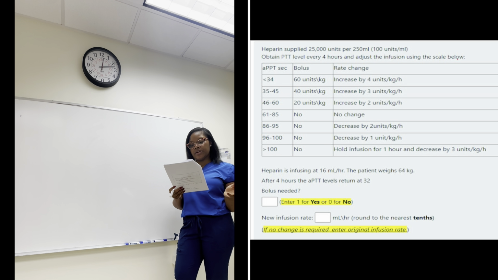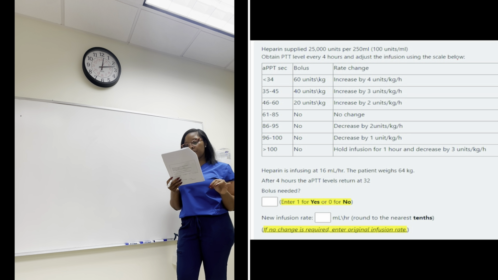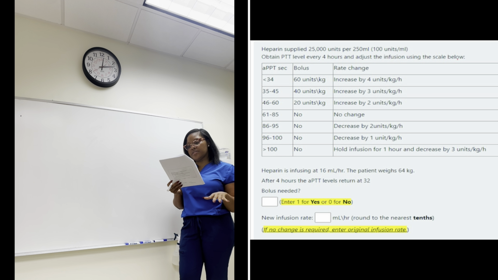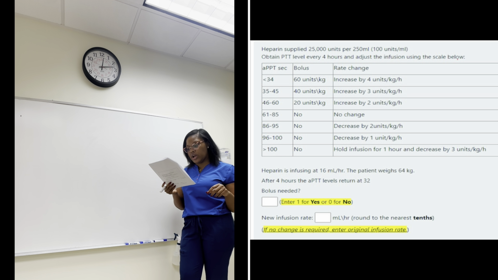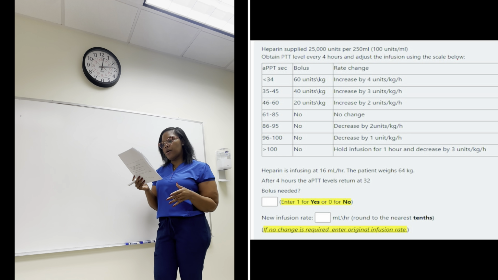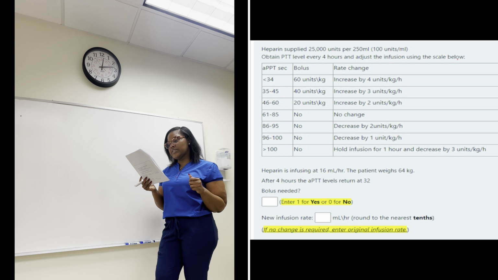The question says heparin is supplied in 25,000 units per 250 mLs. Obtain a PTT level every 4 hours and adjust the infusion using the scale below. So you see that you have your scale below. Heparin is infusing at 16 mLs per hour, and the patient weighs 64 kilograms. After 4 hours, the aPTT returns, and it is 32. So the first question is, is a bolus needed? And what is the bolus? And the next question is, what is the new infusion rate?